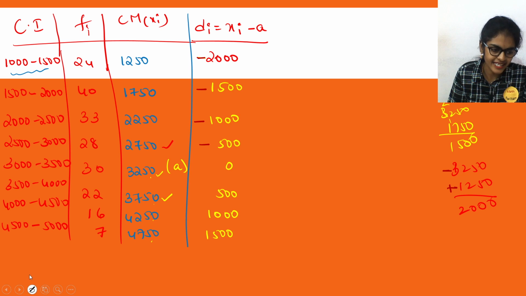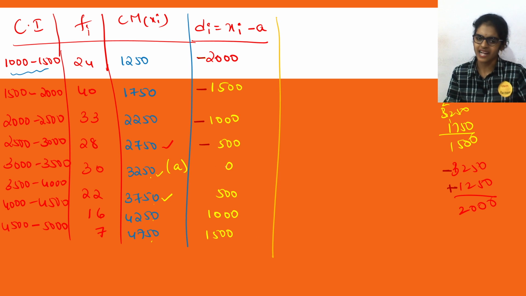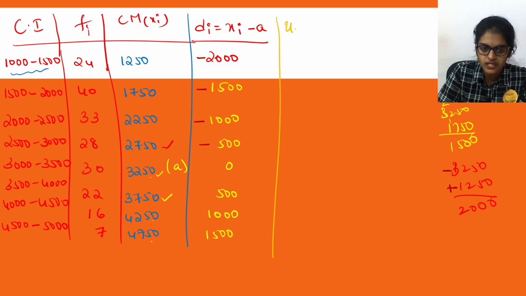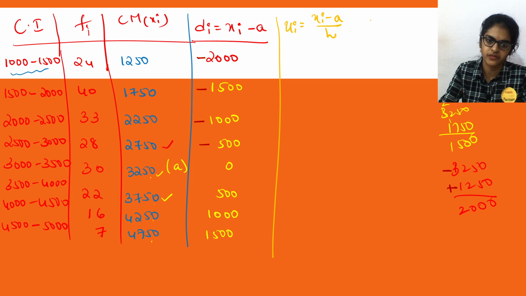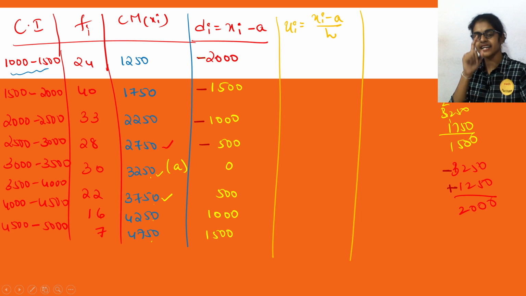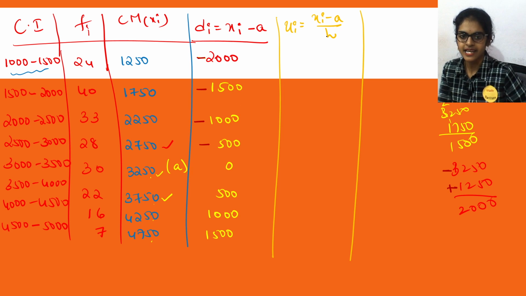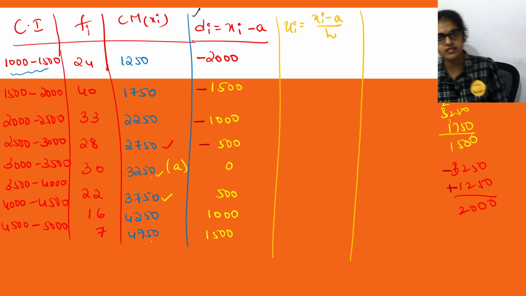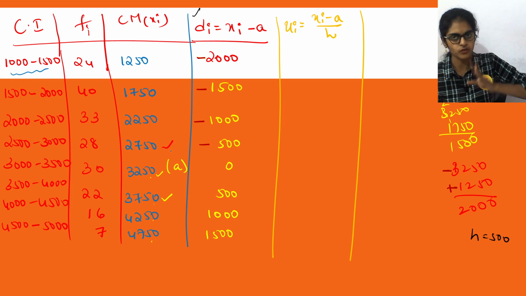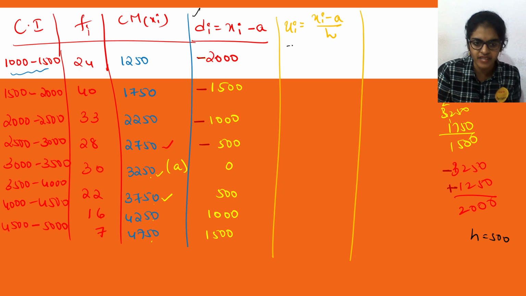Now what is the next step? I can see my values are big again: 2000, 1500, 1000, and all these values are multiples of 500. So I will use the step deviation method. I will divide the entire deviation values, xi minus a, which is nothing but the deviation, by a common factor h, which is 500. How did we take 500? By just looking at the data, 2000, 1500, 1000, 500 is a common factor, so divide by 500.